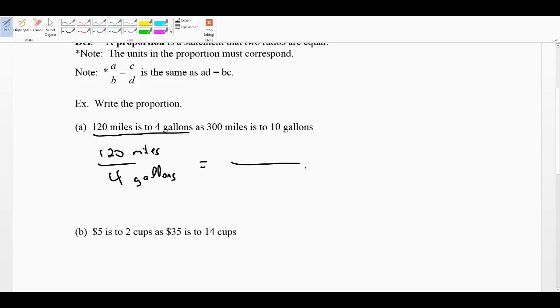Because when you write your second fraction, it's going to be miles over gallons also. That's what I mean by the units must correspond. So over here we have 300 miles, so we have the miles on top. And the 10 gallons, we have the gallons on the bottom. So this is our proportion. And that's all you're asked to do. So the units are a big deal. If it's miles over gallons, then make sure it's miles over gallons.